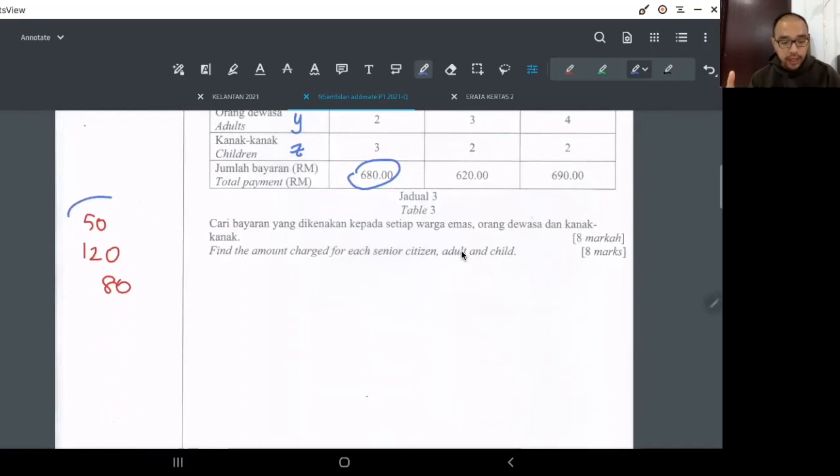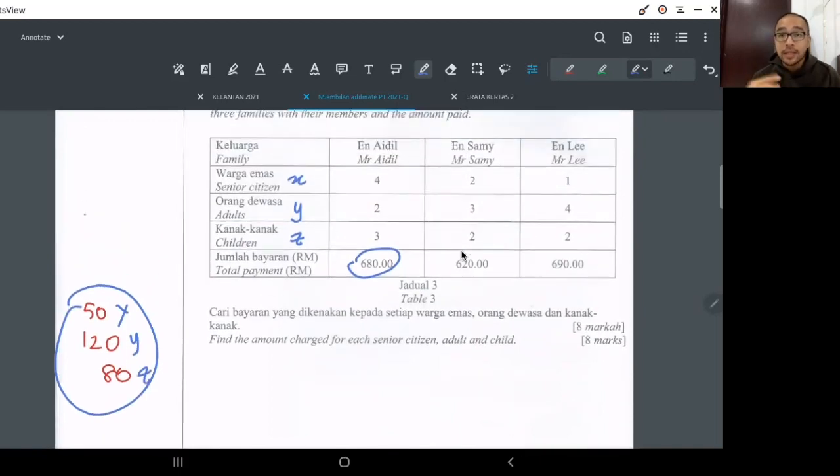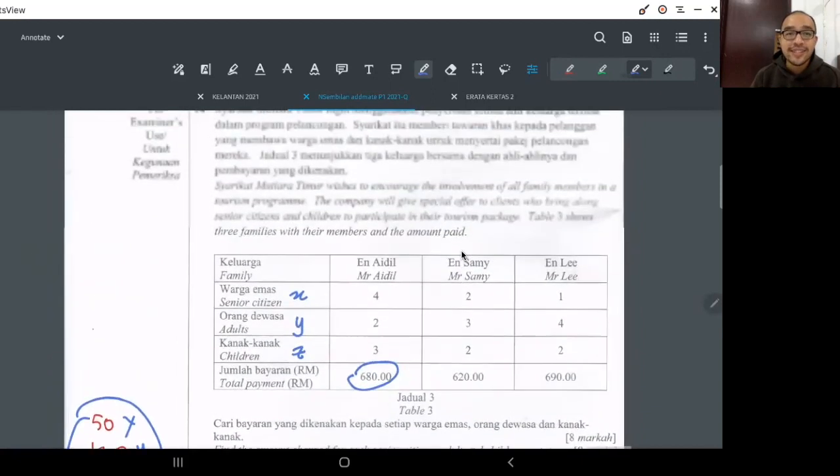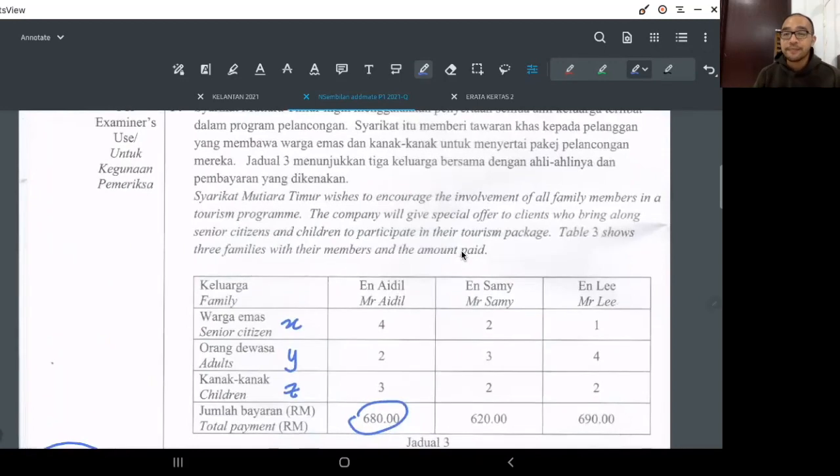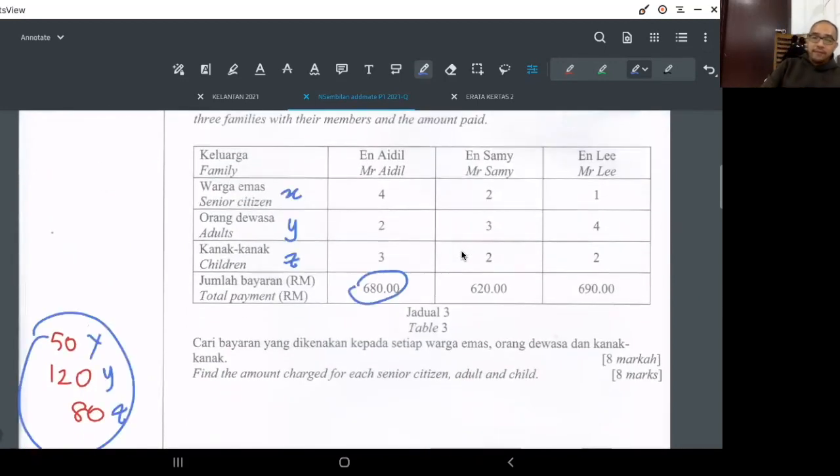Forming the equation is already marked in itself, and then you will get the answer. This is X, this is Y, this is Z, assuming X is senior citizen, Y is adults, and Z is children. So you get the price for this. It's pretty interesting that the price for children is actually higher than the price for adults and senior citizens. Why? Because this is a program pelancongan. When I saw this question, I was like, oh, very interesting. Why would it be like that?